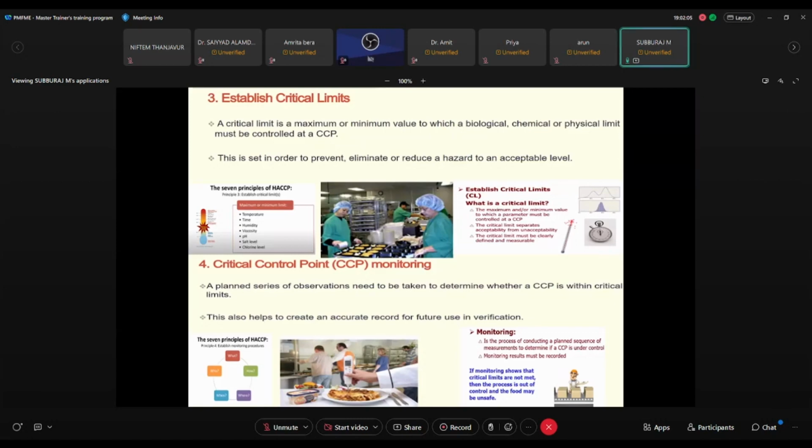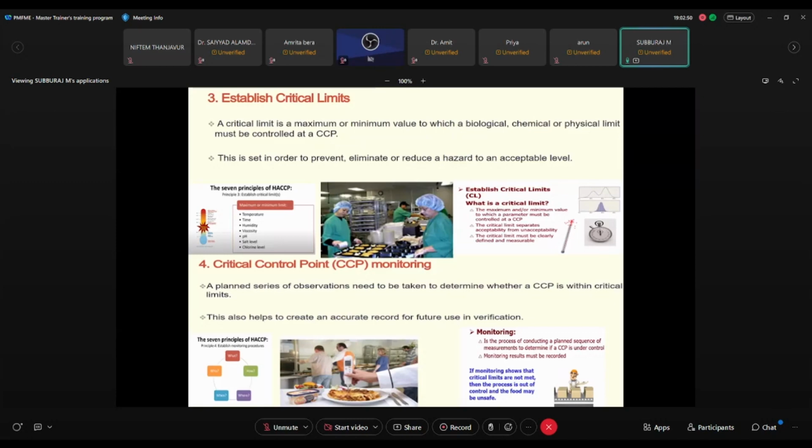This is the maximum and minimum we have to keep. Temperature is very, very important. Everywhere, if you're cooking or whatever it may be, the temperature has a maximum and a minimum, and it must stay between them. Time is also an important thing. Humidity, viscosity, pH, salt level, and chlorine level: for these factors we have to establish the critical limits.